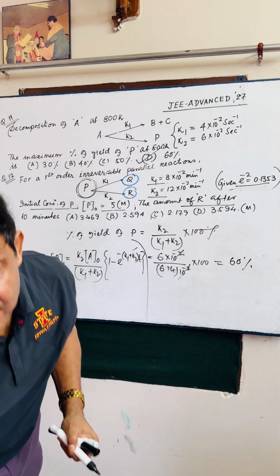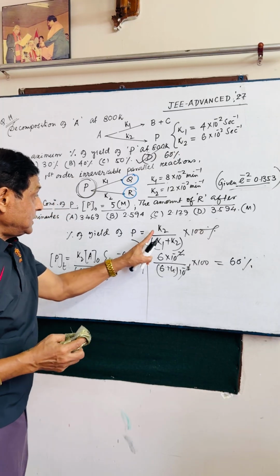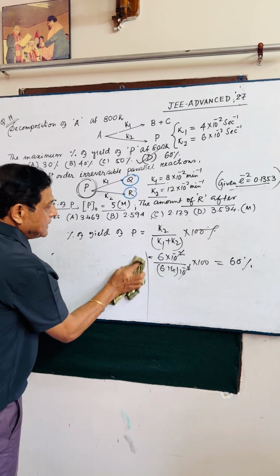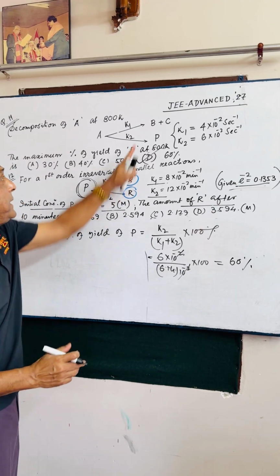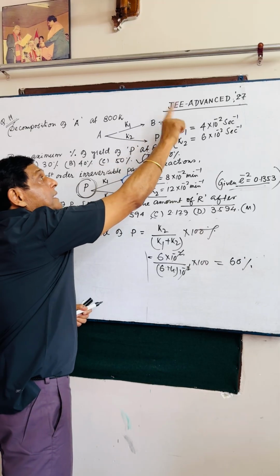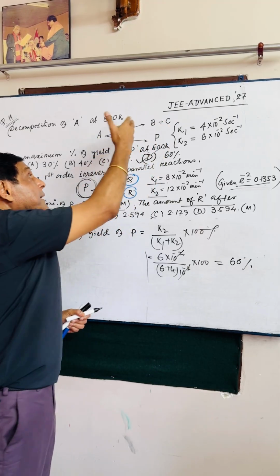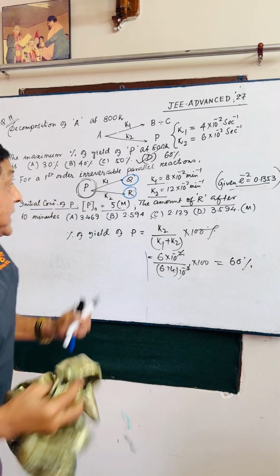Already in your previous notes you can see we can determine this. So this equation you will apply. Very simple: K2 by K1 plus K2. What is the percentage yield of B? K1 by K1 plus K2 into 100. What is the yield percentage of C? K1 by K1 plus K2, maximum value, into 100. Okay.